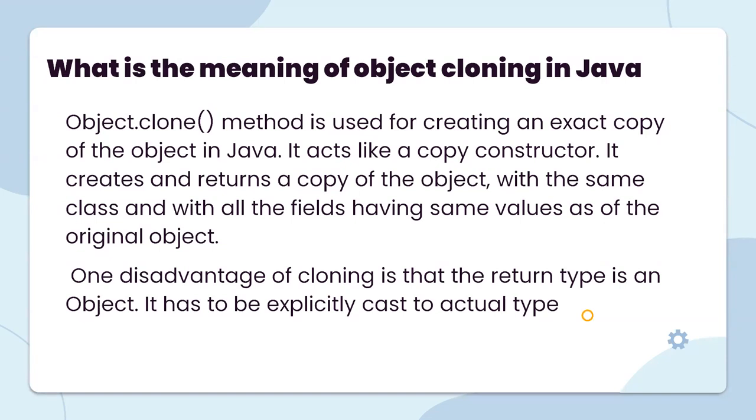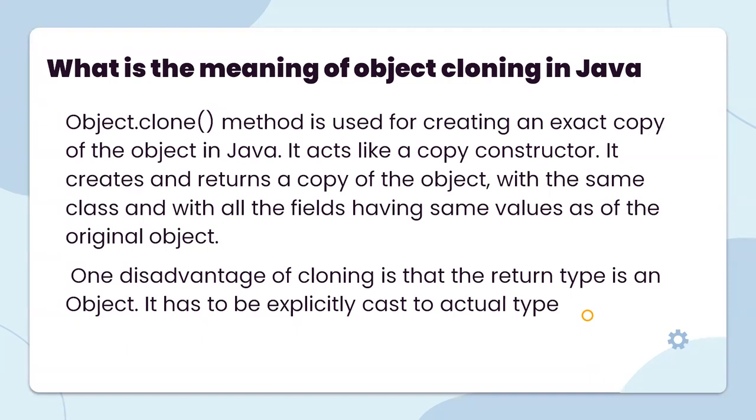What is the meaning of object cloning in Java? An object has a method called clone, which makes an exact copy of that object. The method is used for creating an exact copy of an object in Java. It acts like a copy constructor. It creates and returns a copy of an object with the same class and with all the fields having the same values as the original object. Are you getting my point? What is clone? It will copy the same object you created, including the constructor, fields, and all the methods available in that particular object.